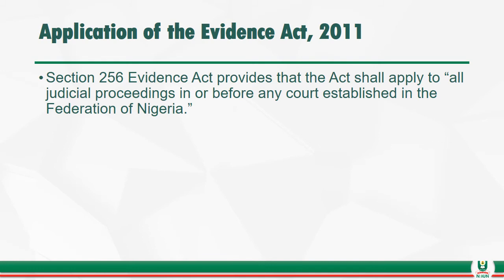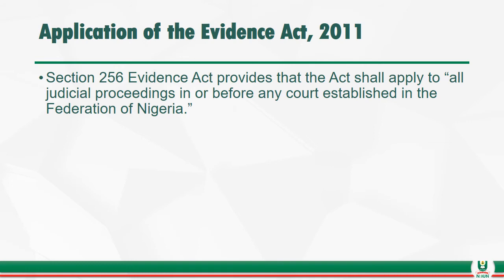What then are those courts that are established in the Federation of Nigeria? The answer to that question lies in Section 6, subsection 5A to I of the Constitution of the Federal Republic of Nigeria, 1999, as amended. Such courts may be the Supreme Court, the Court of Appeal, the Federal High Court, and other courts established by that Constitution.